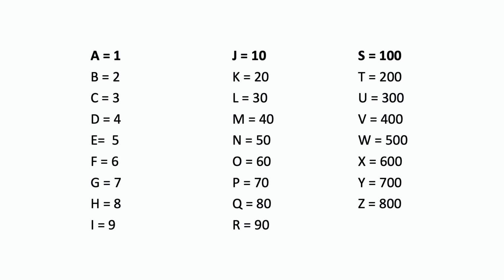Now, if you add up the letters of my name, so my name is Joshua, you have a J, which is 10, an O, which is 60, an S, which is 100, an H, which is an 8, a U, which is 300, and an A, which is a 1. So my name, my code number is 479, which is why I introduced myself at the beginning as 479. In fact, why don't we have a bit of fun with this? Why don't you work out what your number is and let me know, and maybe I can refer to you by your code number from now on.